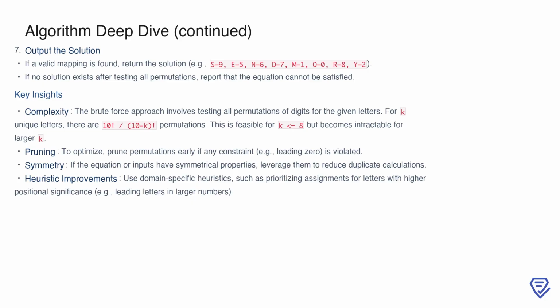satisfied. It's important to note a few key insights about this brute force approach. The complexity arises from the factorial growth of permutations as the number of unique letters increases. While this is feasible for up to 8 unique letters, it becomes computationally intractable for higher numbers. To optimize, we can prune invalid permutations early, for example, by skipping those that violate the leading zero constraint. Additionally, recognizing symmetrical properties in the equation or using domain-specific heuristics, such as prioritizing assignments for leading letters, can drastically reduce the number of permutations we need to test.